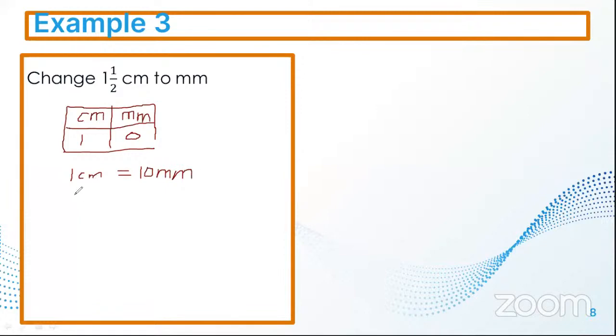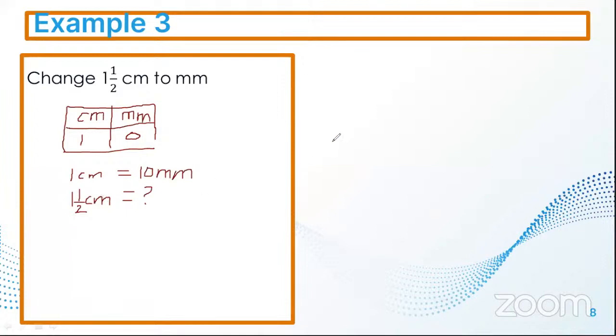Now, how about one whole number, 1 out of 2? This is a fraction, in centimeters. What millimeters shall we get? Okay, now in this step, we are supposed to change the mixed fraction into an improper fraction.